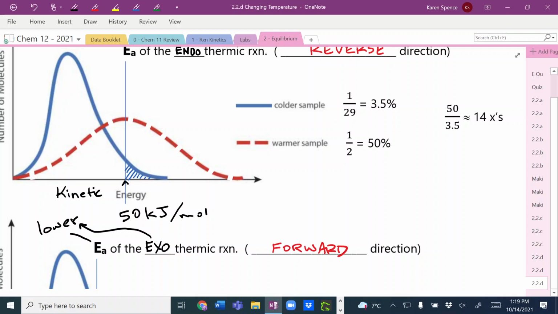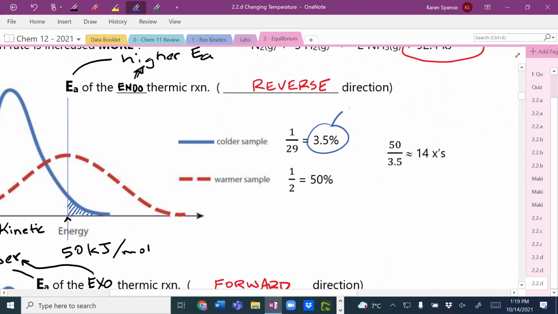And if we want to change that into a percentage, we just divide. 1 divided by 29 gives us 3.5% of collisions are successful at the colder temperature. The shaded area is the successful collisions, yes.